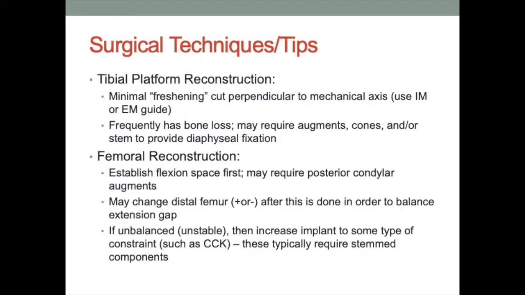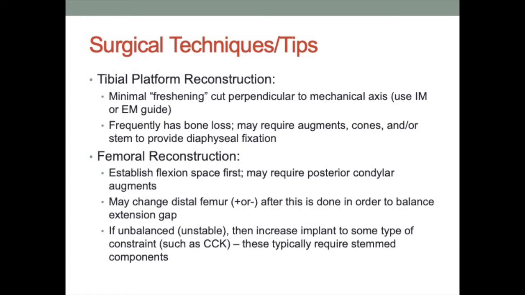Frequently, when you're extracting the tibia, you have bone loss, usually posteriorly, because that's the hardest part to get separated away from the tibia, and that part will usually stick to the tibia as it's extracted, so you'll have a defect back there. You may require augments, cones, metaphyseal sleeves, or a long stem to provide diaphyseal fixation and bypass the garbage bone more proximally.